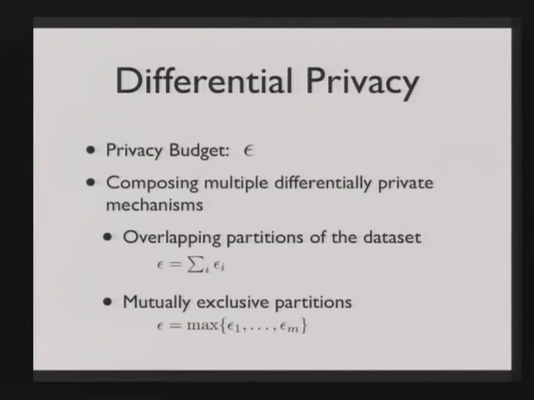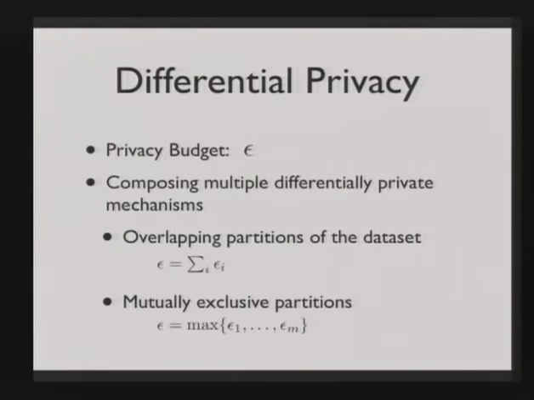So if I have two differentially private functions that I wish to compute over my data set, and these two functions use portions of the data set that overlap, then the effective privacy budget, or the effective epsilon that I am satisfying for differential privacy, will be the sum of the individual epsilons.